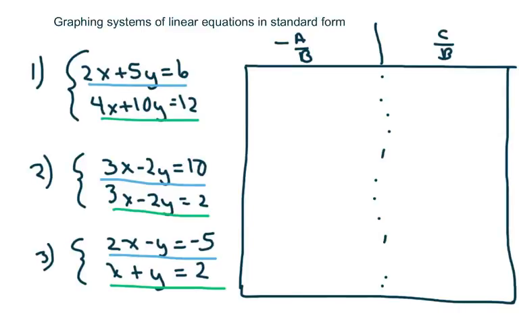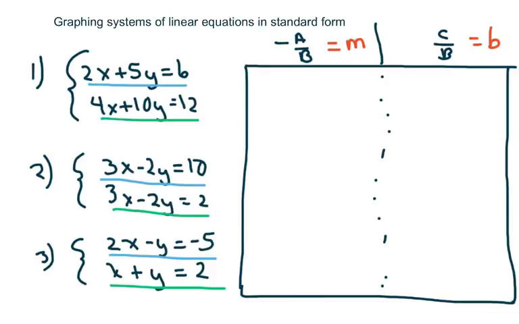Okay, we're going to practice graphing systems of linear equations in standard form by rewriting them in slope-intercept form. We're going to use slope equals negative a over b, and c over b equals our y-intercept. It's a convenient way to rewrite equations because it leaves less room for errors when you're doing this.